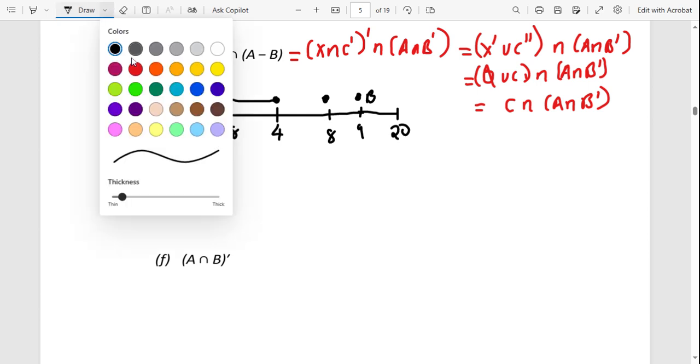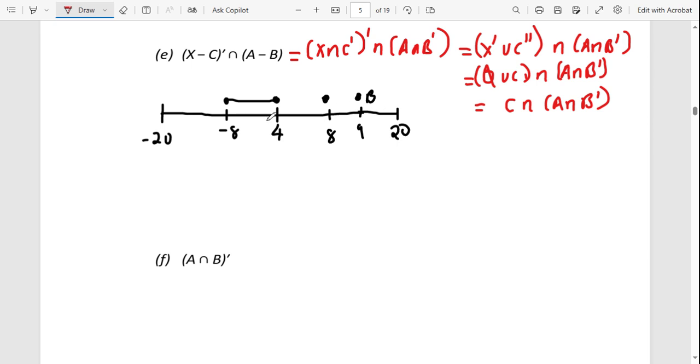Now we want set B complement. I'll go at negative 8. I'll put an open circle. And then I'll start going this side. We'll just reach where the universal set is. Negative 20 is part of the universal set, so shade. Then go at 4. Put an open circle. We are going to be going like this. At 8, I'll put an open circle because 8 is part of the set B. We'll continue. At 9, I'll put an open circle because 9 is part of the set B. Then we'll continue. At 20, we put a closed circle because 20 is part of the universal set. So this is B complement.